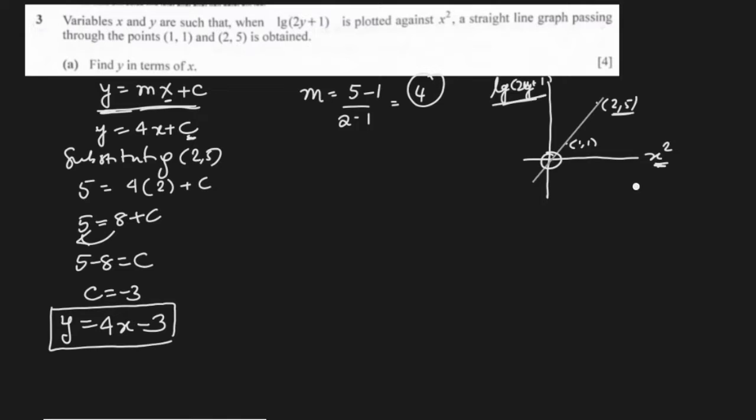But the problem is the x is not x. So in place of x, I will write x square. Let me write it here. 4 is 4, 3 will be 3, equal to, and in place of y, I will write this log of 2y plus 1. This is the equation of this specific straight line graph. However, they're saying find y in terms of x, but it is log y. That means this log must go. And whenever we remove log from one side, the other side will become the exponent of whatever is the base here. And there is no base given. Whenever with a log no base is given, base is taken as 10. So it becomes 10 to the power 4x square minus 3.